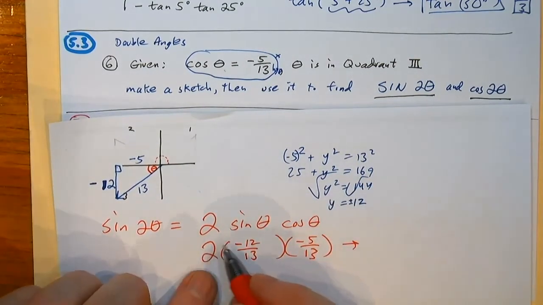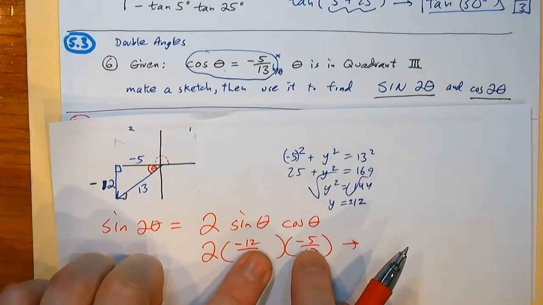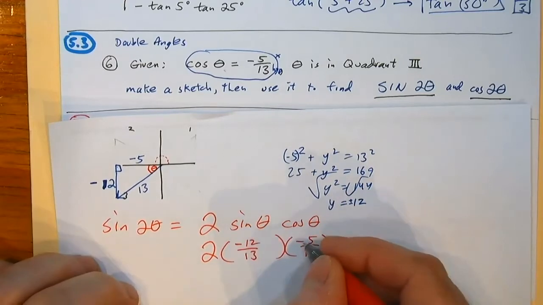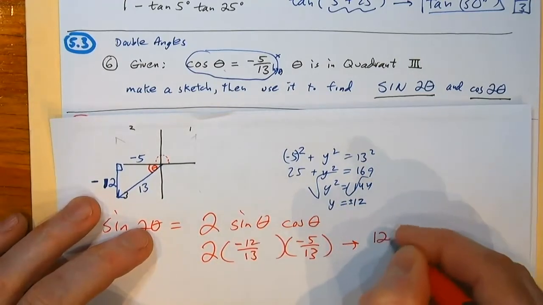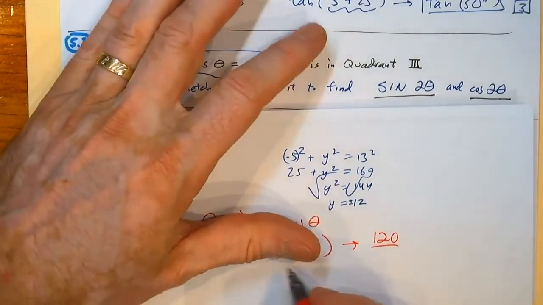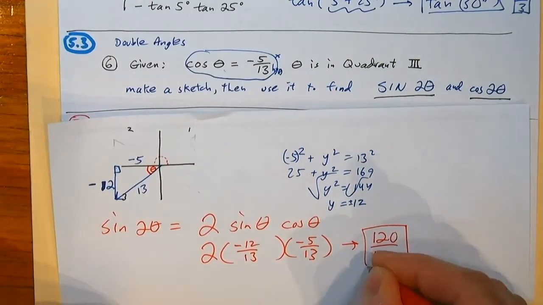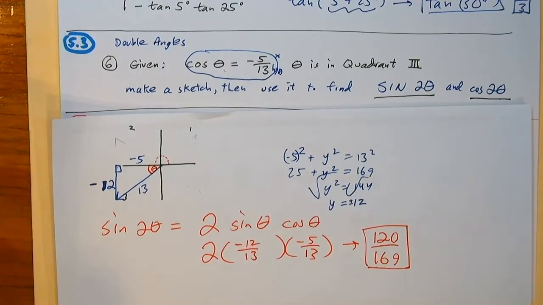And then we'll multiply. The 2 is like on the top. Don't use it twice. 2 times 12 times 5, negative times negative is positive, 60, that's 120. And the bottom, 13 times 13, 169. And that's your sine.